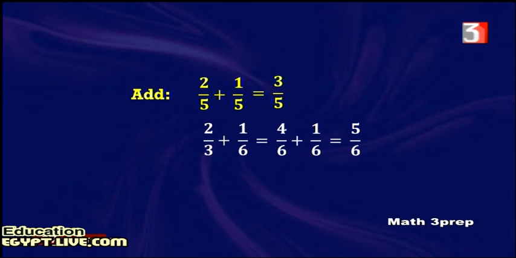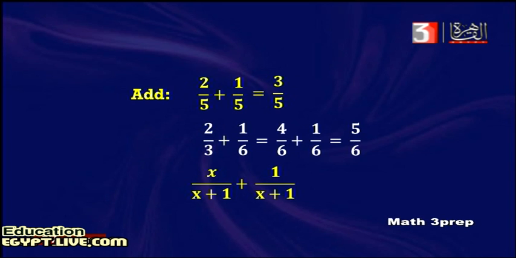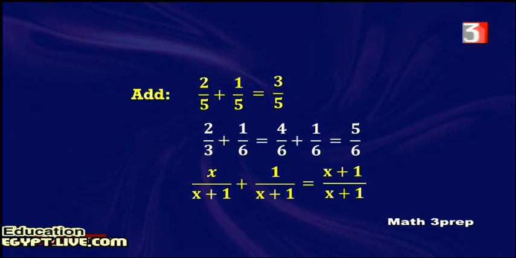Then if you have 2 algebraic fractions as x over x plus 1 plus 1 over x plus 1, can you add them? Of course, yes. Why? Because they have the same denominator. So you are going to add the numerators. The result will be x plus 1 over x plus 1, and as the numerator and denominator are like each other, by dividing them by each other, they will give a result of 1.